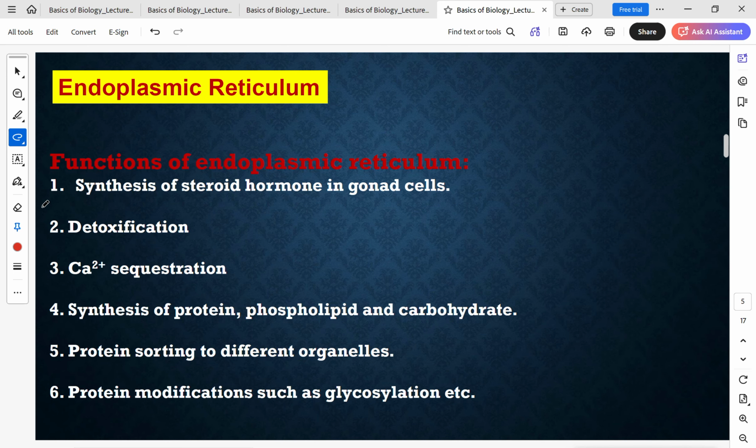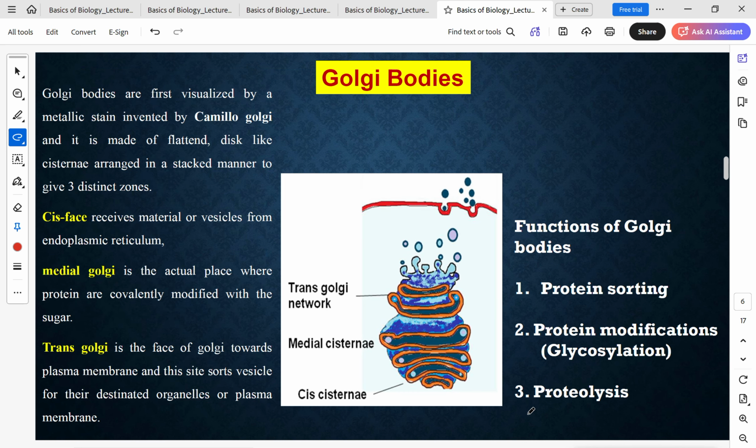So, functions of the endoplasmic reticulum: synthesis of steroid hormone in gonad cells. This is more of a function of the smooth endoplasmic reticulum. Detoxification, calcium ion sequestration, synthesis of protein, phospholipids, and carbohydrates. Phospholipid synthesis happens more in the smooth endoplasmic reticulum than in the rough endoplasmic reticulum. Protein sorting to different organelles, protein modification such as glycosylation.